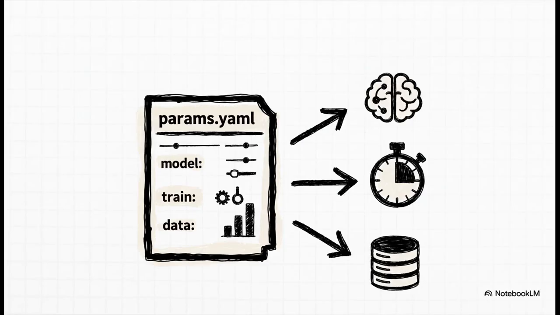Let's make this super concrete. Here's a perfect example. A params.yaml file. I mean, just look at how clean and organized this is. All your important stuff, model parameters, training settings, data paths, it's all neatly structured in one easy-to-read place. This file becomes the single source of truth for any given experiment.